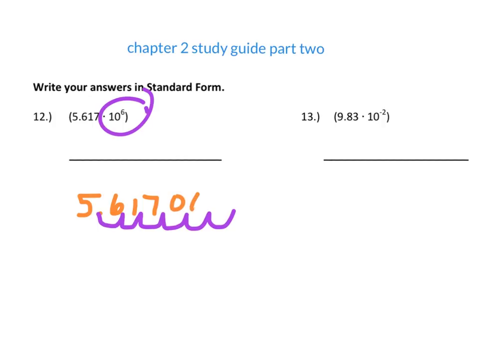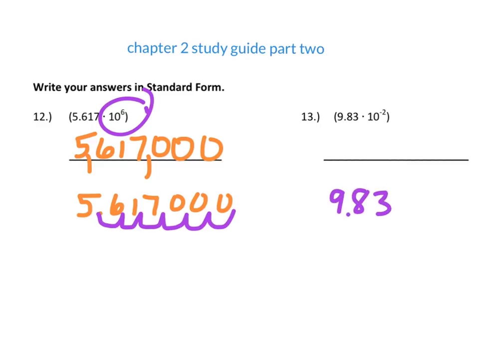Then I fill in those spots and rewrite this number, putting in my commas, and that is my final answer. For number 13, same process. I put my pencil on the decimal, and I know it's -2 for my power of 10.